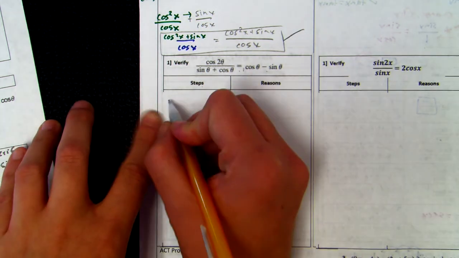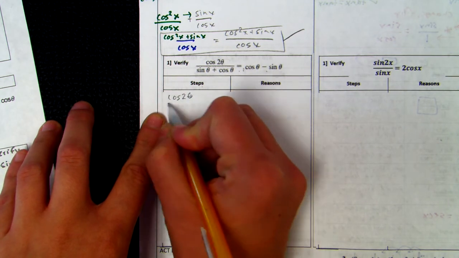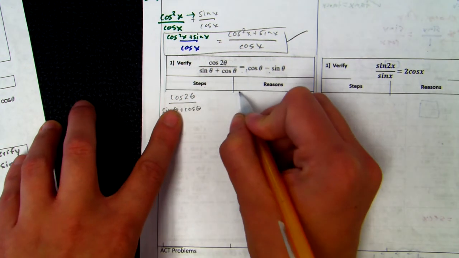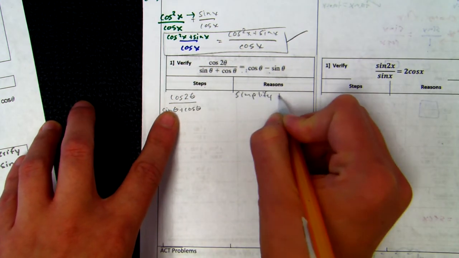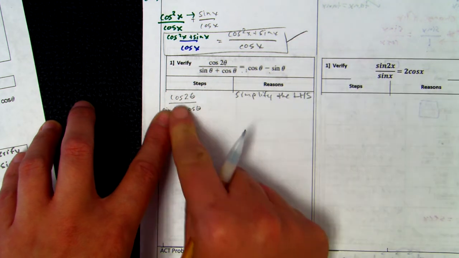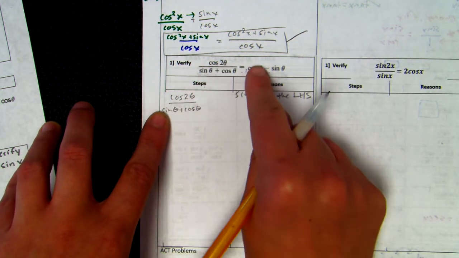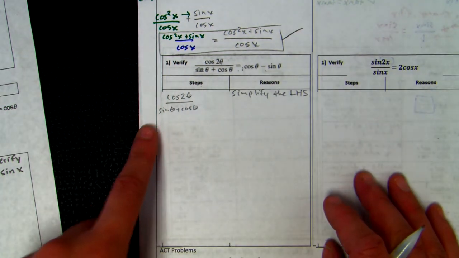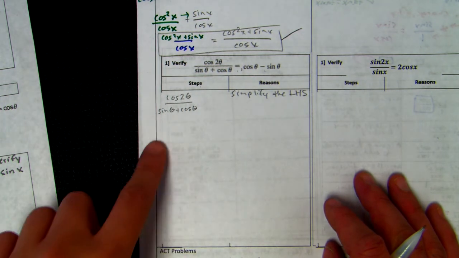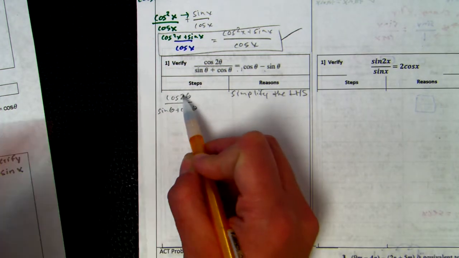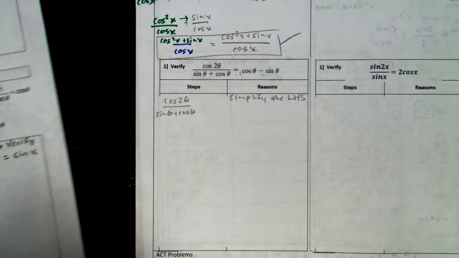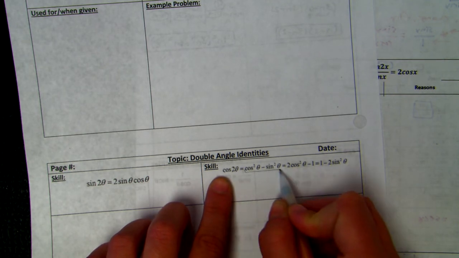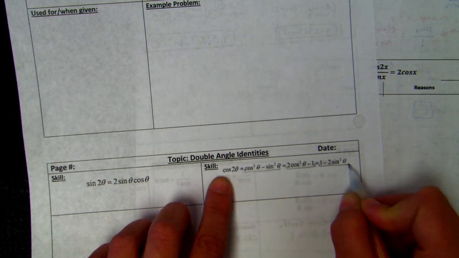Okay, so I'm going to first pick the left-hand side of the equation. So step one is I'm going to simplify the left-hand side because I think I can simplify this to match this easier than the other way around. So I'm going to pick the left-hand side to simplify. First thing that I'm going to do, I see that this is one of my double angle identities. Cosine 2 theta is one of my double angle identities. So if I look here, I see cosine 2 theta, and then it could be this option, or this option.